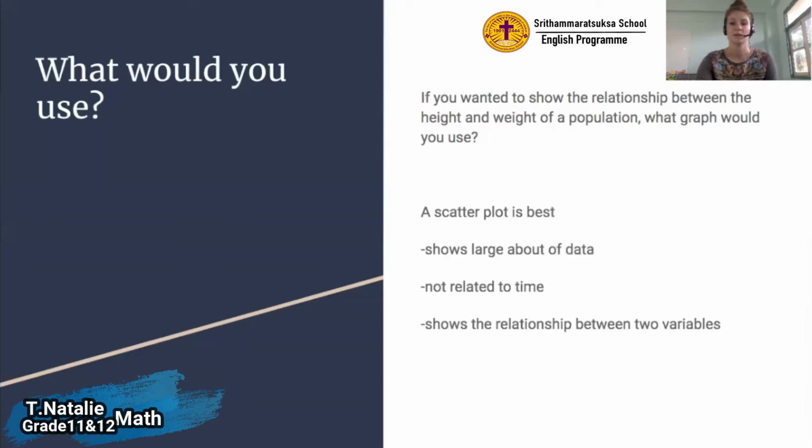If you said scatter plot, you would be correct. Remember, we are going to be looking at a whole population. That's a huge number of people, so that would present a lot of data. Also, it's not related to time, so a scatter plot would be appropriate.